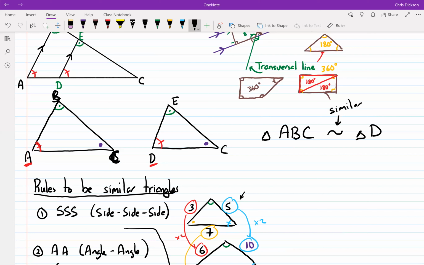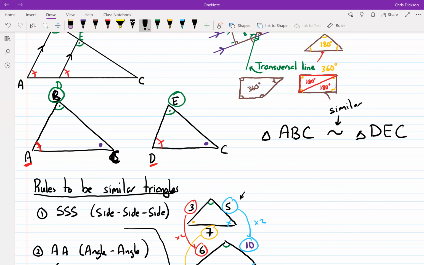So what do you think the next, if I make the second letter B, what should I use in the other triangle? Well, B was the green angle. So E is the green angle. So I have to use E. Okay. And then my last angle is C, which is still C, because it's the same angle. They share the same angle.